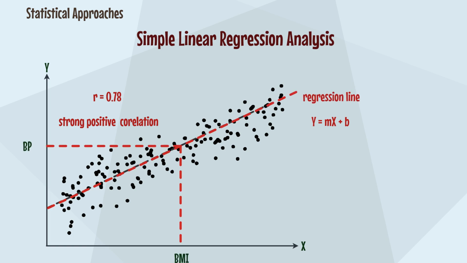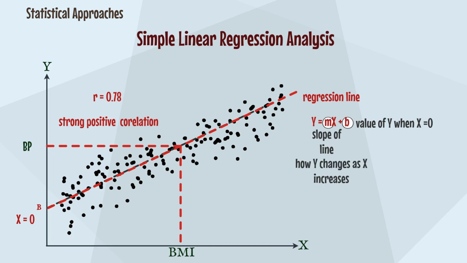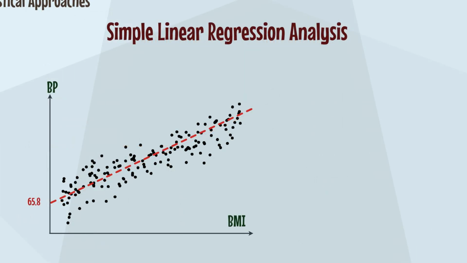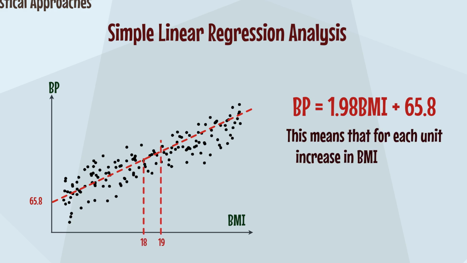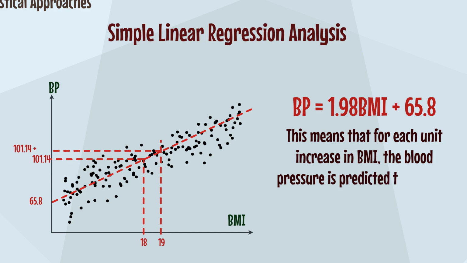pressure based on BMI. In this formula, B represents the value of y when x equals 0, and M is the slope of the line, indicating how y changes as x increases. Suppose the result of a simple linear regression indicates that blood pressure is 1.98 times BMI plus 65.8. This means that for each unit increase in BMI, the blood pressure is predicted to increase by approximately 1.98 millimeters of mercury.